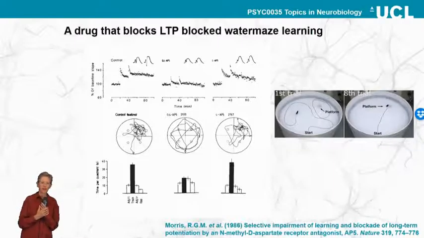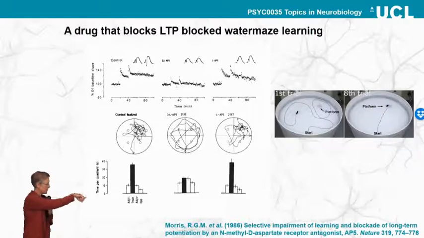In a very influential study, Richard Morris and his colleagues applied this drug to the question of whether synaptic plasticity might underlie learning. Morris had developed this method of studying spatial learning in rats, which we're going to look at in more detail later, called the water maze task. You can see the water maze task in this slide here. It's basically a tank of water.